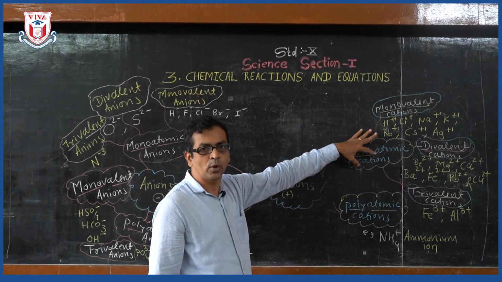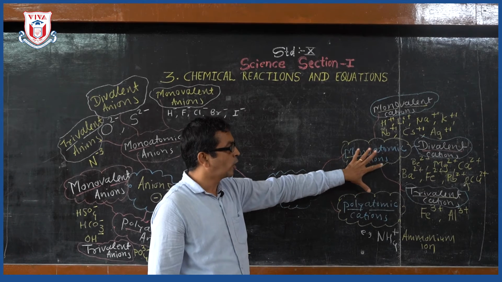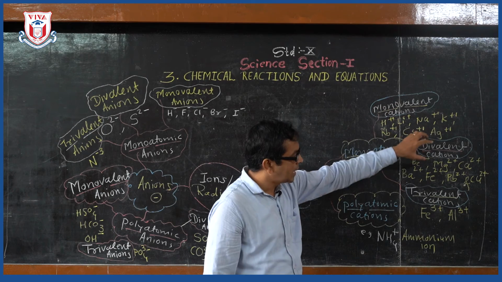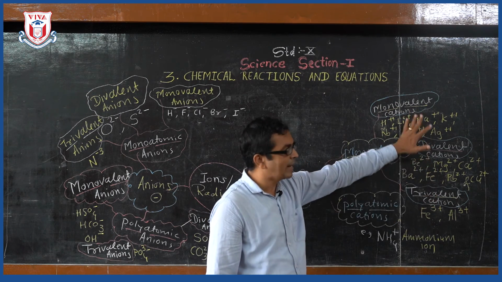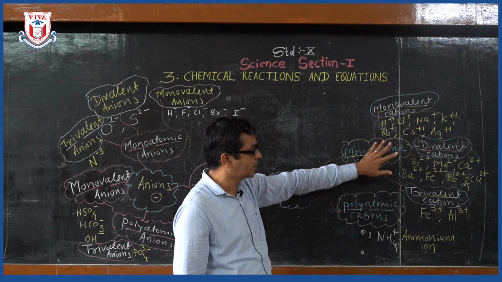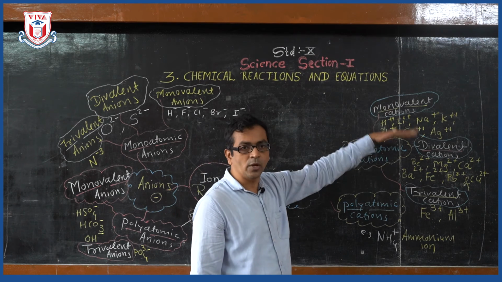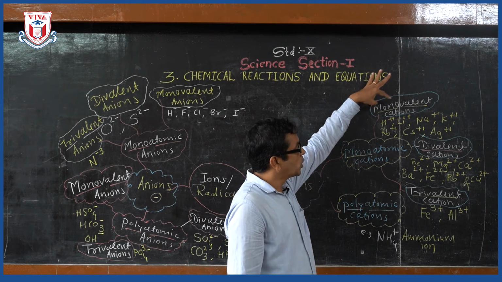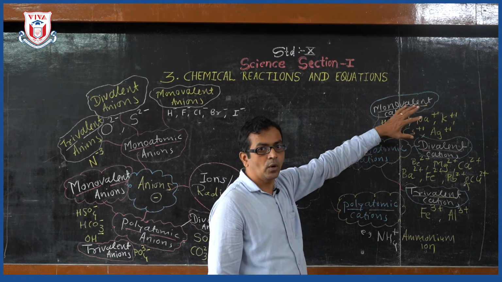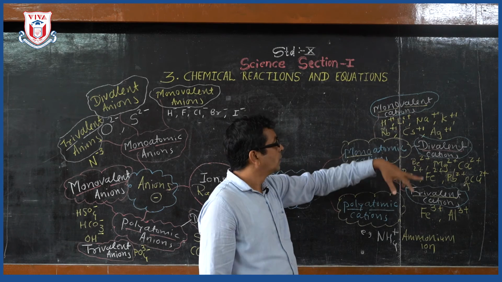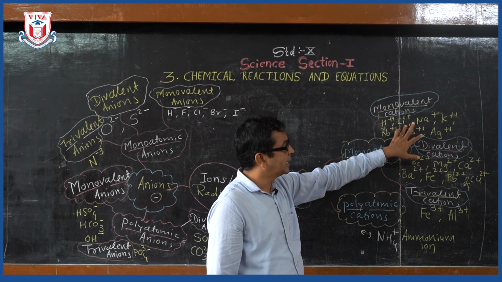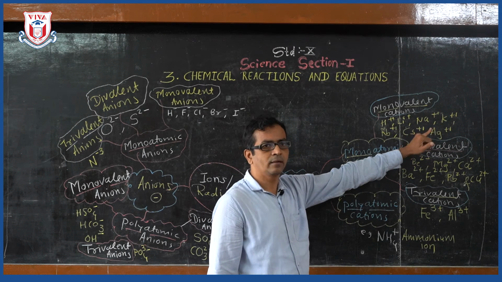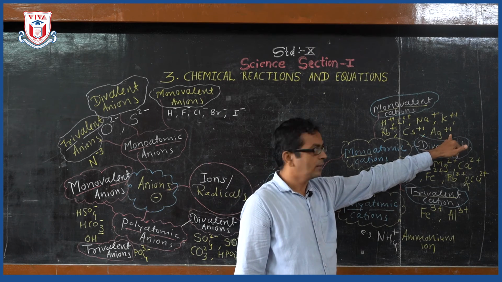The cations having only one atom are called monoatomic cations. So these, monovalent, divalent, trivalent, all contain one atom, and that's why they are monoatomic cations. Again, depending upon the valencies, they are classified into three types. Number one is monovalent cations, the cations having valency 1, for example H plus, lithium ion, sodium ion, potassium ion, rubidium ion, cesium ion, silver ion.